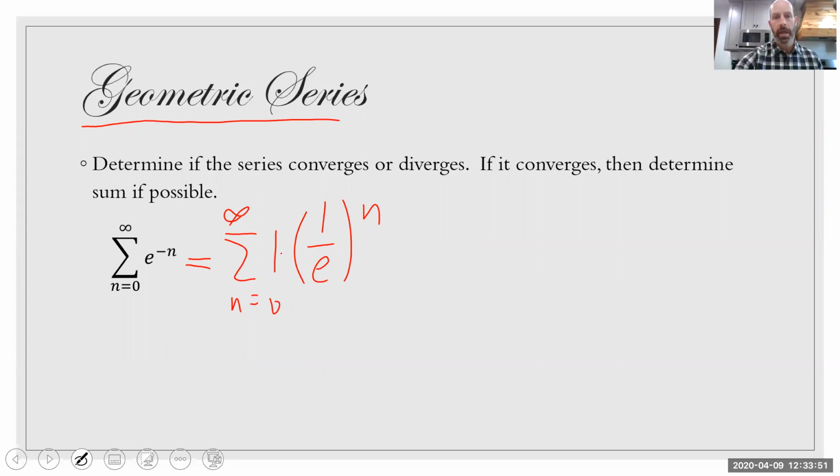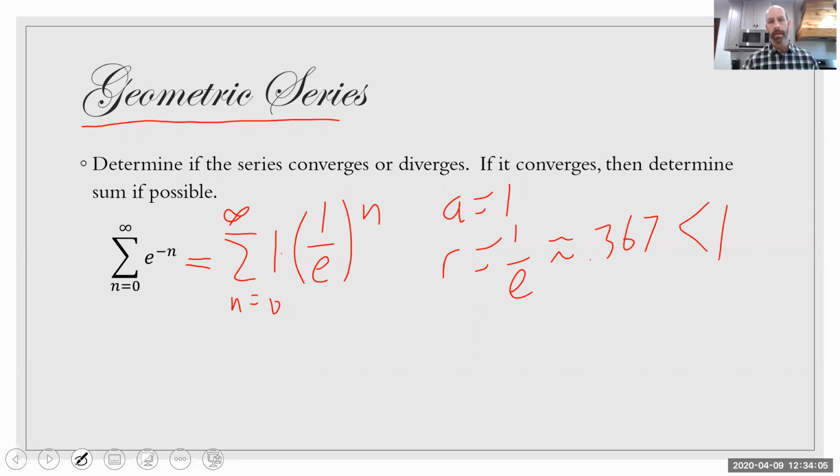So we can clearly see here that A is 1 and R is 1 over E, which I should note that 1 over E is approximately 0.367, which is less than 1. So we can automatically conclude that this converges.